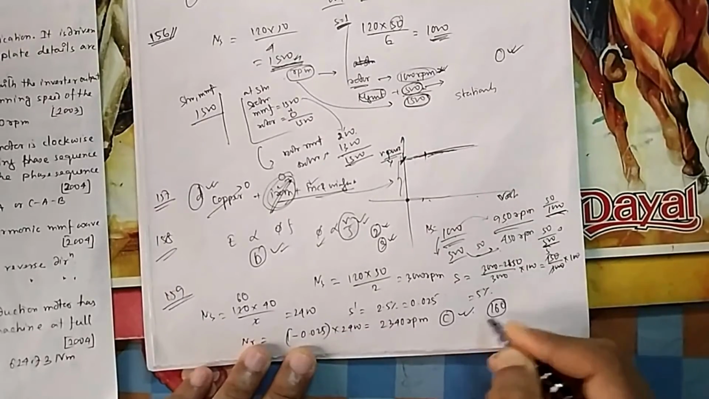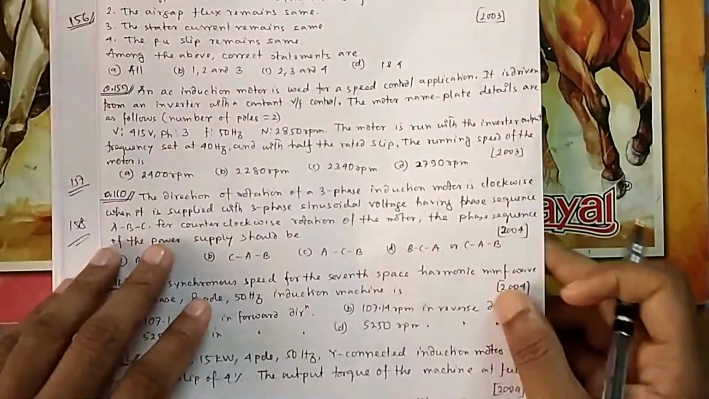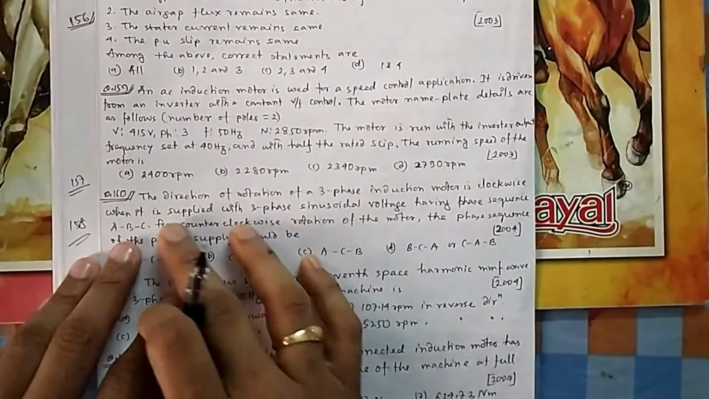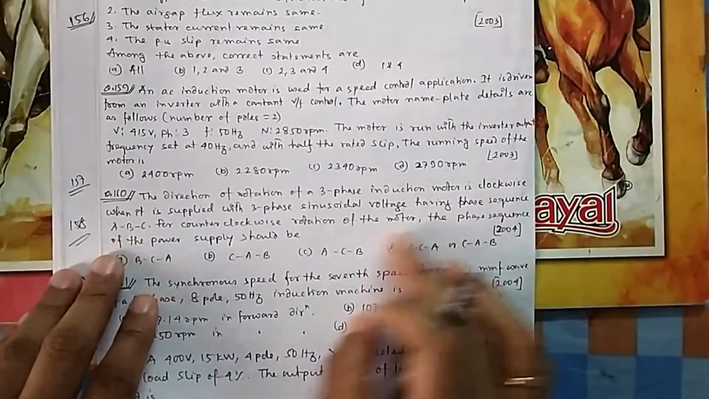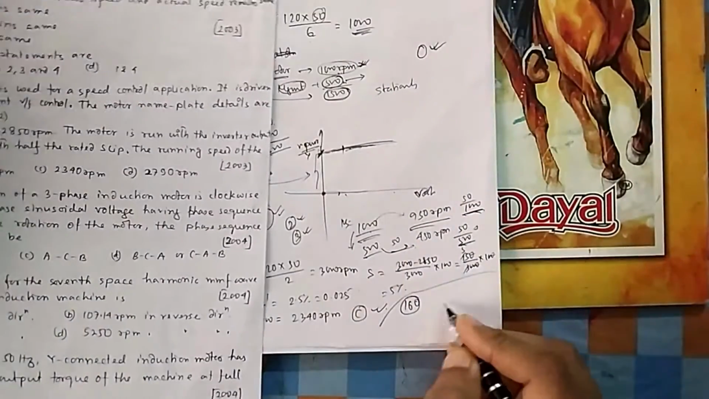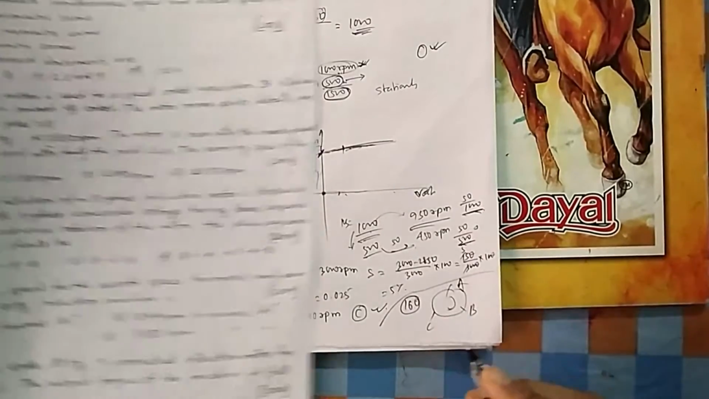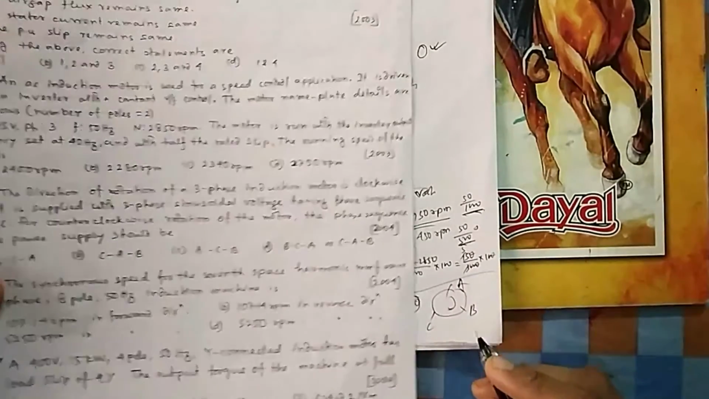If you come to question number 160, what they are asking here is: the direction of rotation of a three-phase induction motor is clockwise when it is supplied a three-phase sinusoidal supply having a phase sequence ABC. For a counterclockwise rotation, you have to change this sequence. It is A, it is B, it is C. So it is a clockwise sequence. So you see which one is changed in which option.